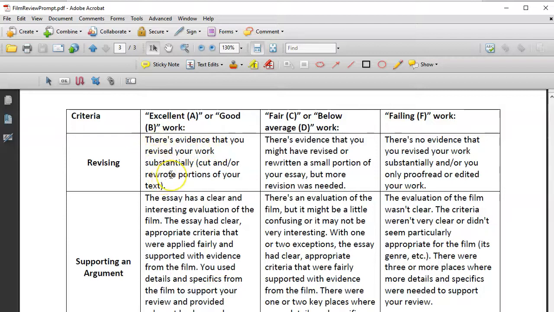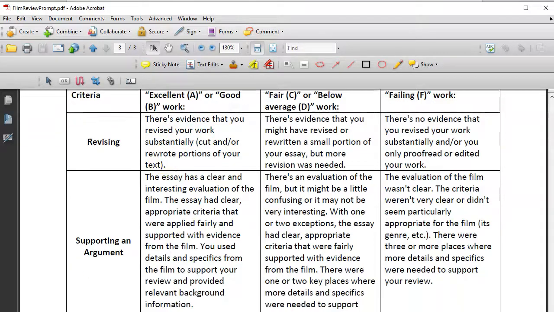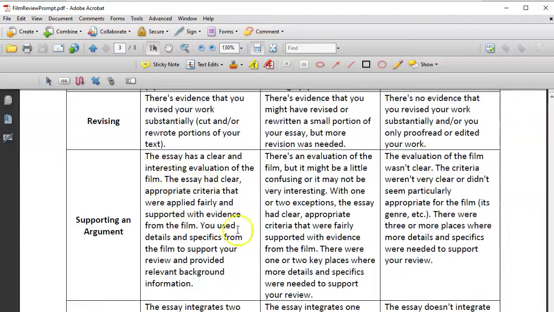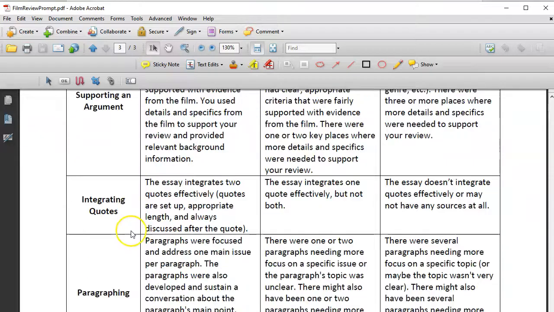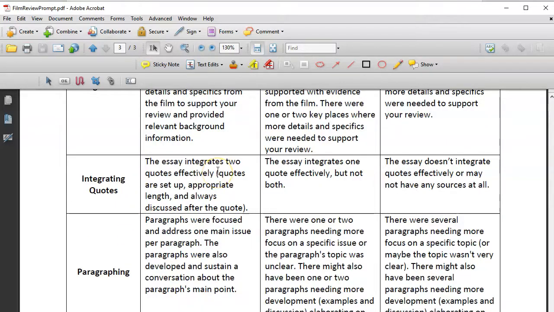The more I look at my rubrics, the more I wish I would have changed them. I think that this gets kind of subjective here, and it's not super helpful to students. And I think the next time I teach, I will work with my class on figuring out better language to describe supporting an argument. Integrating quotes, I think I did a pretty decent job here.